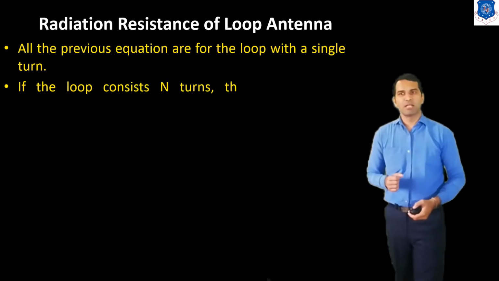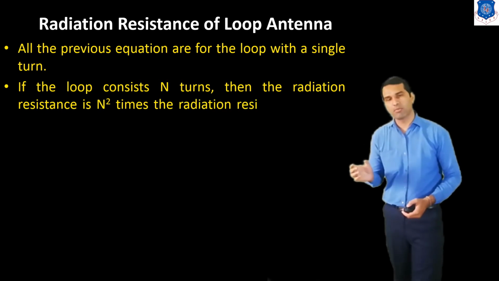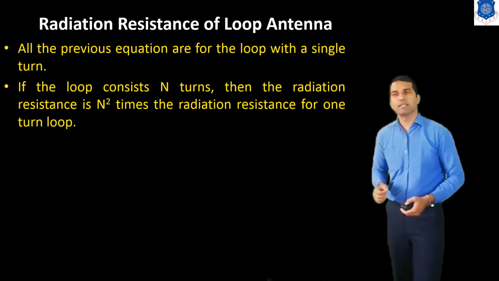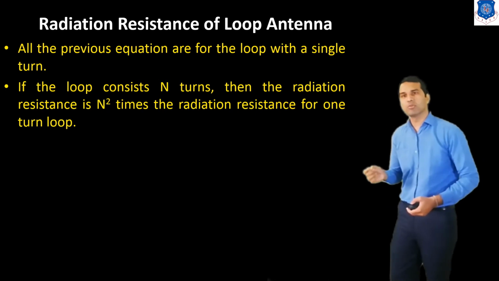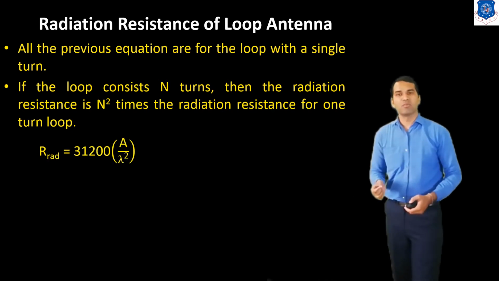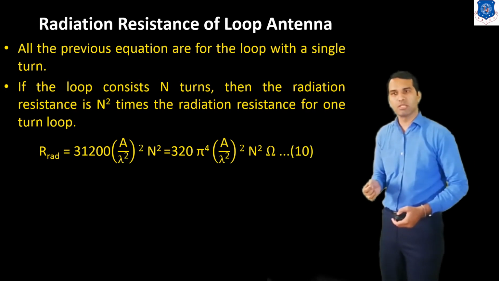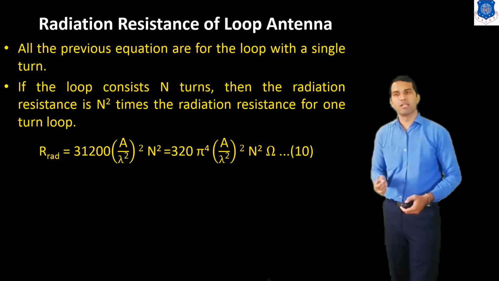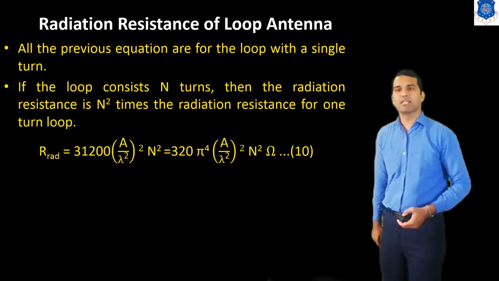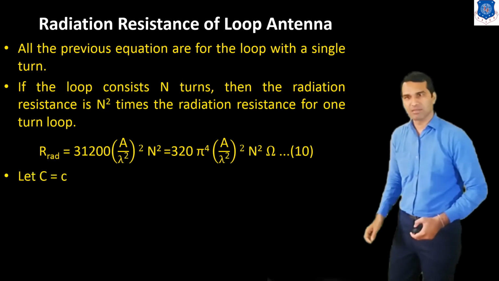All the previous equations are for the loop with a single turn, we have taken a single turn. Now if the loop consists of N turns, then the radiation resistance is N square times the radiation resistance for a one turn loop. So we can write for N turns the radiation resistance equals 31200 (A by lambda square) into N square. Also in the pi form we can write 320 pi raised to 4 (A by lambda square) into N square.